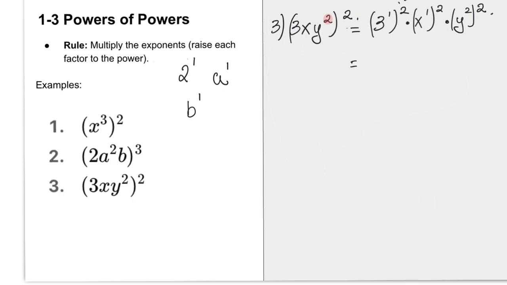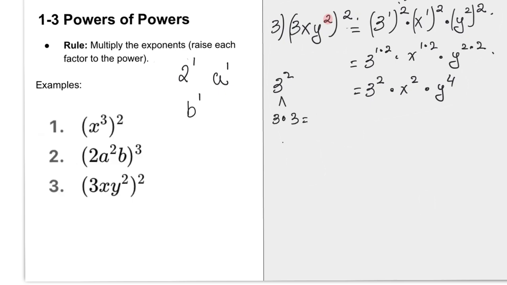So again, we know the rule, multiply the exponents. Two times 2. Rewriting it, 3 raised to the second power, x to the second power, and y to the fourth power, because 2 times 2 equals 4. Again, we're going to evaluate 3. 3 raised to the second power equals 3 times 3, which will equal 9. Okay, let's go ahead and write 9x to the second power and y to the fourth power. There you have it. Here is your answer.